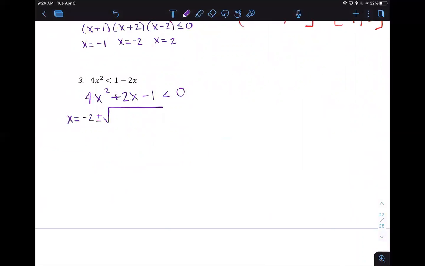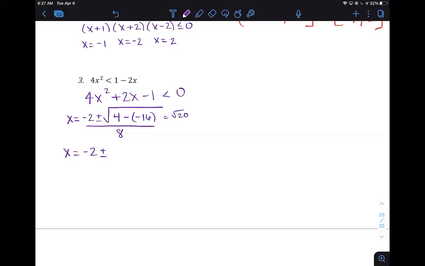Okay. So if we do that, we have x equals -2 plus or minus the square root of 2 squared, which is what? 4. Minus 4 times 4 times -1. And so 4 minus -16. All over 2 times 4, which is 8. So x equals -2 plus or minus. Okay, 4 minus -16 is 20. How can we break apart the square root of 20?